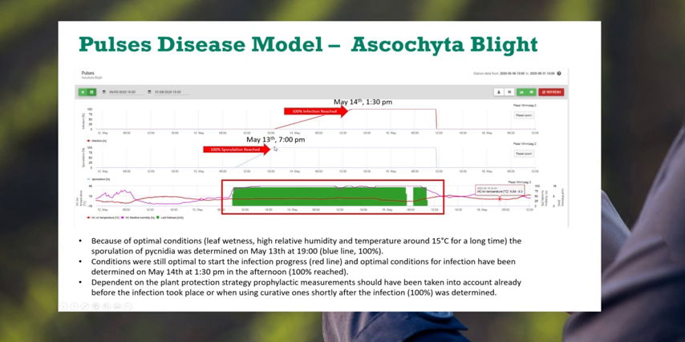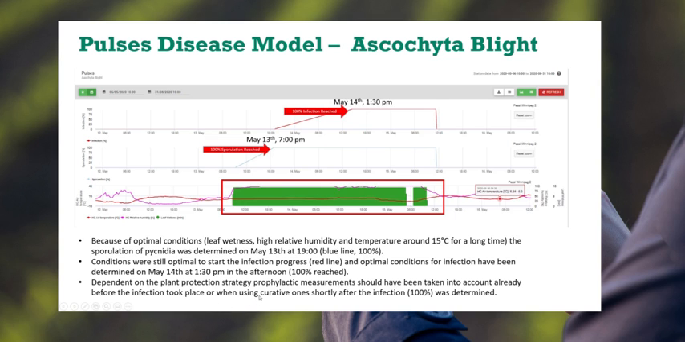where we reached, at 7 p.m., 100% sporulation, and then the infection period took place, and that reached 100% on May 14th at 1:30 p.m. That's driven off of, as you can see, high humidity and long leaf wetness periods. Because of optimal conditions, the sporulation of pycnidia was determined here on May 13th at around 7 p.m. And then the conditions were still optimal for the start of the infection period because of this continuing high humidity, and it reached 100% again on the 14th at 1:30 p.m.